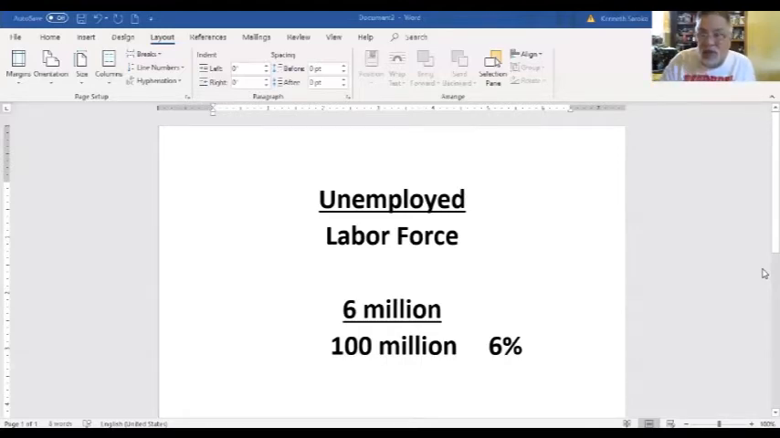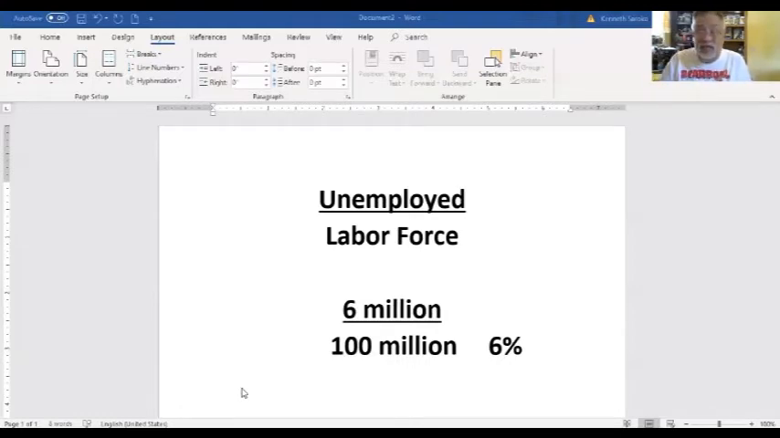So let's play around, and this is how you can manipulate these statistics. So let me bring up a calculator here. Okay, put that over there. Let's assume that we go from 6 million to 5 million. Let's assume that 1 million workers become discouraged and walk away. All right. They're not going into the job market.